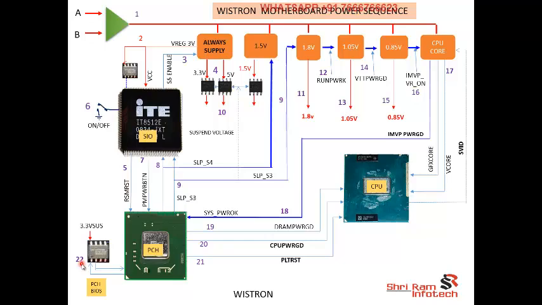So I explained to you the power sequence of QUANTA, COMPAL and WISTRON motherboards. Each has a little difference. So when you have a motherboard in your hand, you have to see the model number and understand which model it is. If it is a dead laptop, you have to follow this chart, whether it is COMPAL, QUANTA or WISTRON. So in this way this system works.